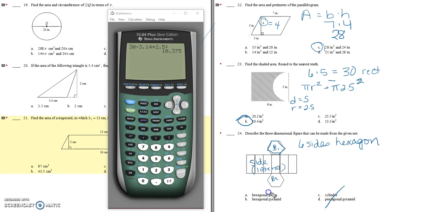Now I have to decide, is it a prism or is it a pyramid? If I fold this up, am I going to come to a point or am I going to have kind of like a cylinder? Well, these don't come to a point because a pyramid has one base. A prism has two bases. So since I have base 1 and base 2, this is going to be a hexagonal prism.